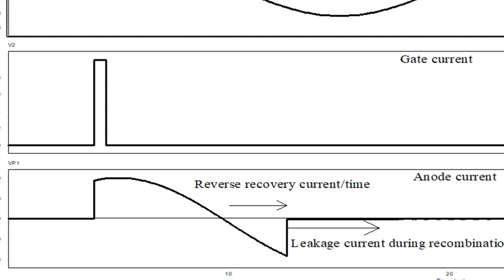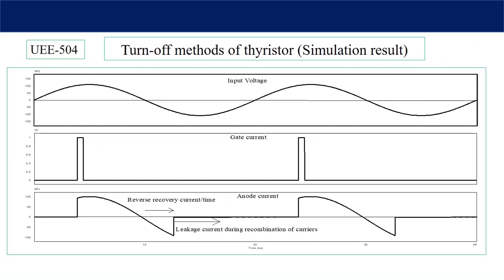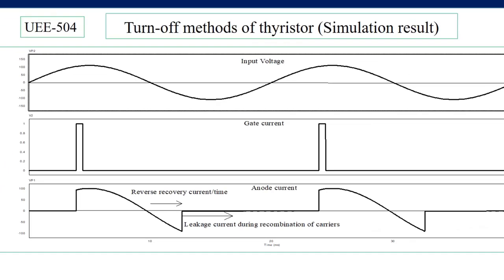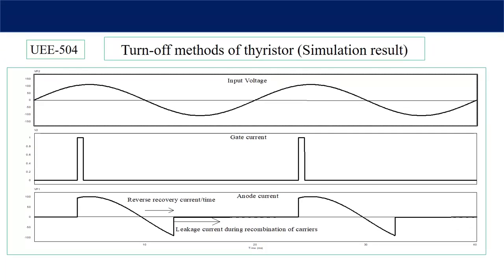Now you can see at pi, though the input voltage becomes 0, still in the third waveform, anode current is there in the system, and that anode current is negative. This negative current is because of the reverse voltage applied from pi to 2 pi, so the carriers move in the opposite directions. As the carriers move in the opposite direction, the current is negative. Now the reverse recovery time is the time during which all the carriers reach the initial position. That means in the 4 layers PNPN.